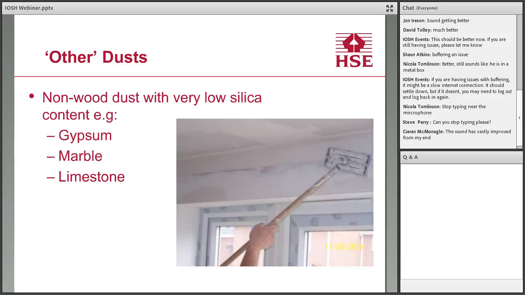The last term is what we really call other dusts. There's a lot of products used in the construction industry, and what we mean by these are ones that either are not wood or have very, very little silica content, very low silica content. So we're talking about gypsum in plasterboard, marble, most limestone, those kind of things, where what you're getting is a lot of large general dust exposure, which is still bad for the lungs, however.